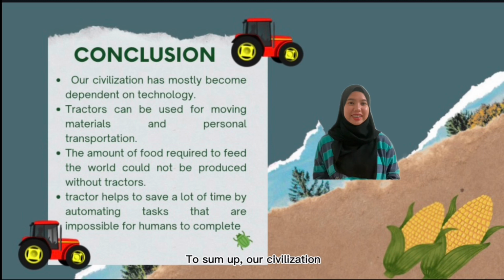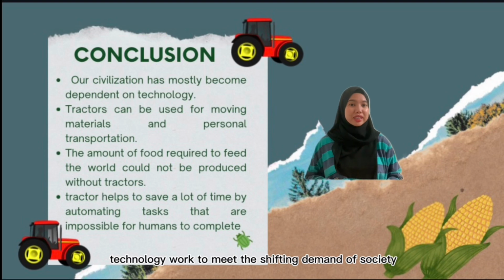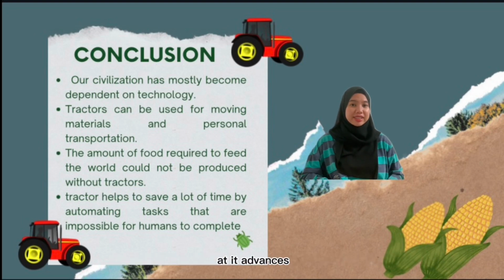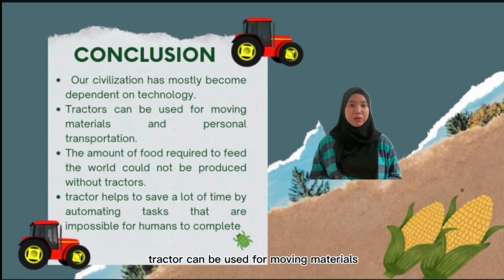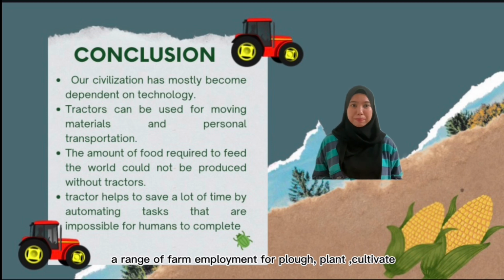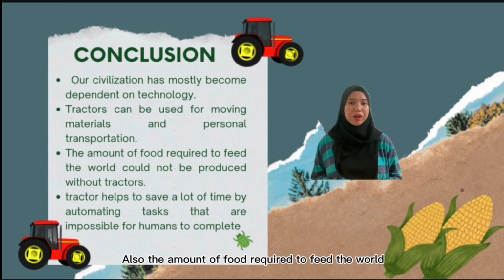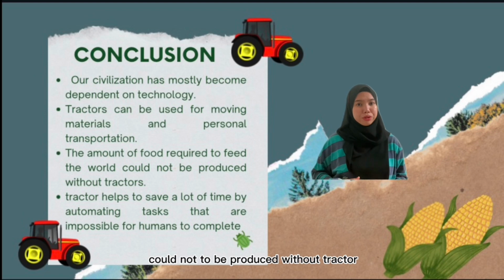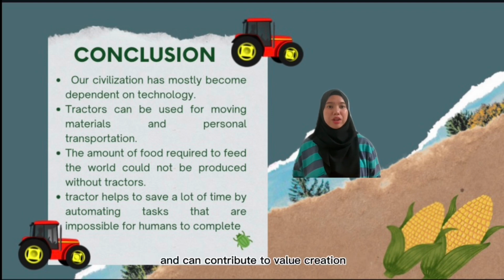To sum up, our civilization has mostly become dependent on technology. So, technology works to meet the shifting demand of society as it advances. Tractor is an example of how we employ technology. Tractor can be used for moving materials and personal transportation, in addition to pulling a range of farm implements to plough, plant, cultivate, fertilize, and harvest crops. Also, the amount of food required to feed the world could not be produced without tractors. Furthermore, it increases the utility of products and services and can contribute to value creation.